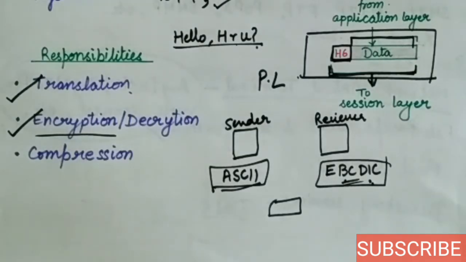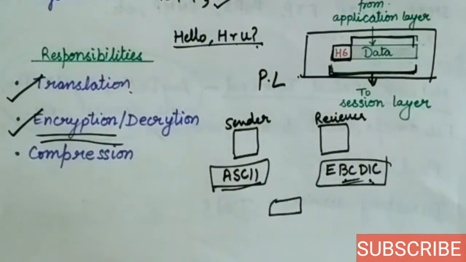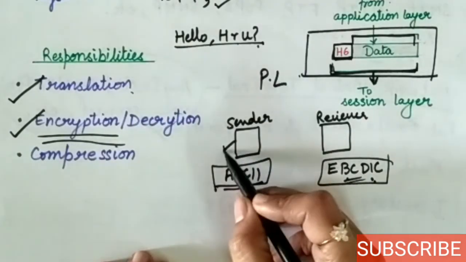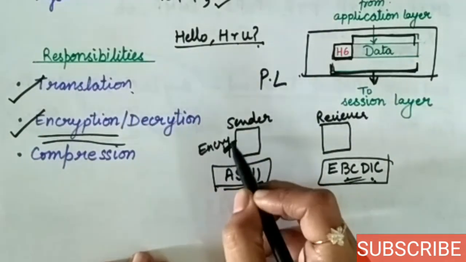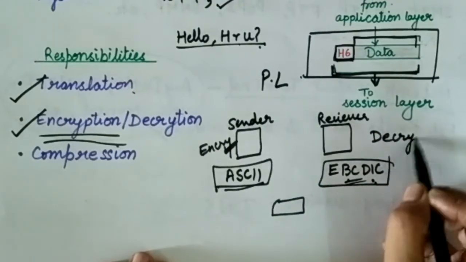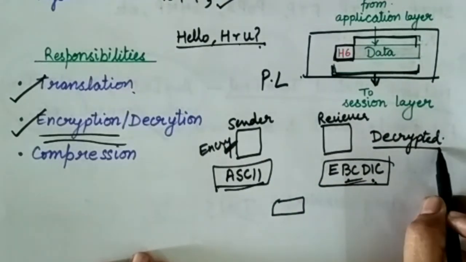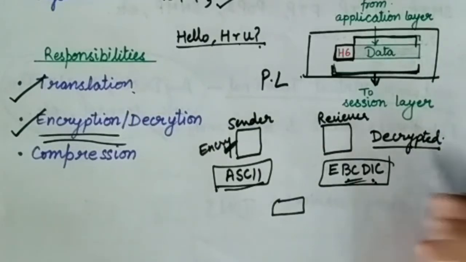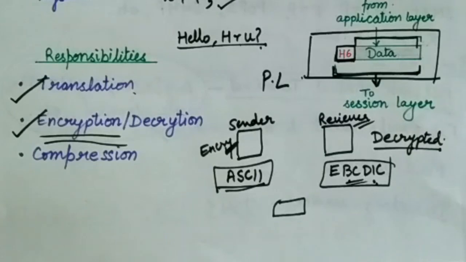So encryption means converting from plain text to ciphertext. Ciphertext means the coded form, just to protect the data from unauthorized access. Obviously, you would like that other people don't see your personal or sensitive data. For that, the data is encrypted. At the sender side it is encrypted, and at the receiver side it is decrypted. Decrypted means converting from the coded form to the normal form which is understandable by the receiver.